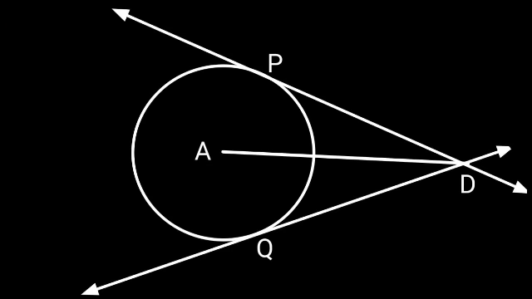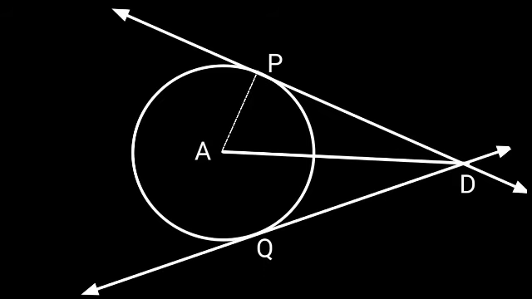In this figure, we are given A is the center of this circle, D is an external point of this circle, and PD and QD are tangents to this circle. P and Q are the touching points of the tangents and the circle. We have to show segment PD is congruent to segment QD.